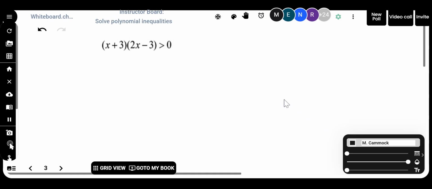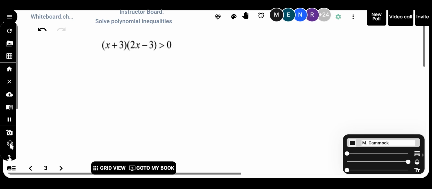Now, what if I gave you something that looked like this? It's obviously a quadratic, so when you multiply those out, you're going to get a quadratic. And I'm asking for where this is greater than 0. So this is different because if this was equal to 0, then I'd just use the zero product law and I'd be done, right?